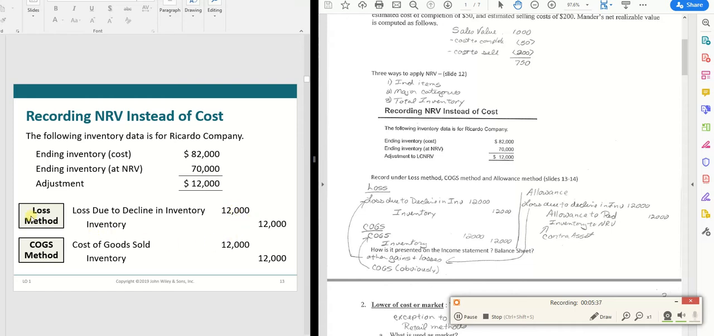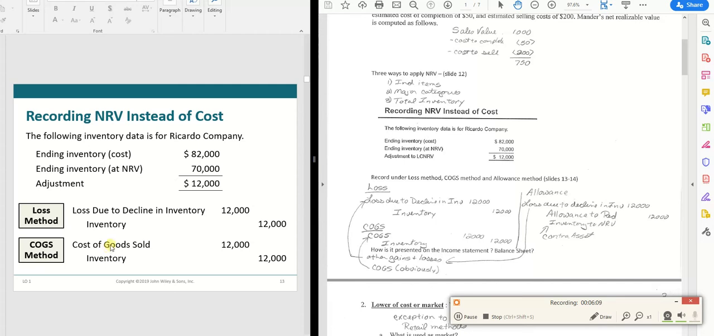One's called the loss method. And notice the credit is the same. I'm getting inventory down. There's also an allowance method, which we'll get to in a second. But in these two I write inventory down, and in one case I say it's a loss. The other one, I throw it to kind of the hold-all account for inventory adjustments, which is cost of goods sold. So hopefully the name tells you what you do. The loss method uses a loss, and the cost of goods sold method debits an expense.